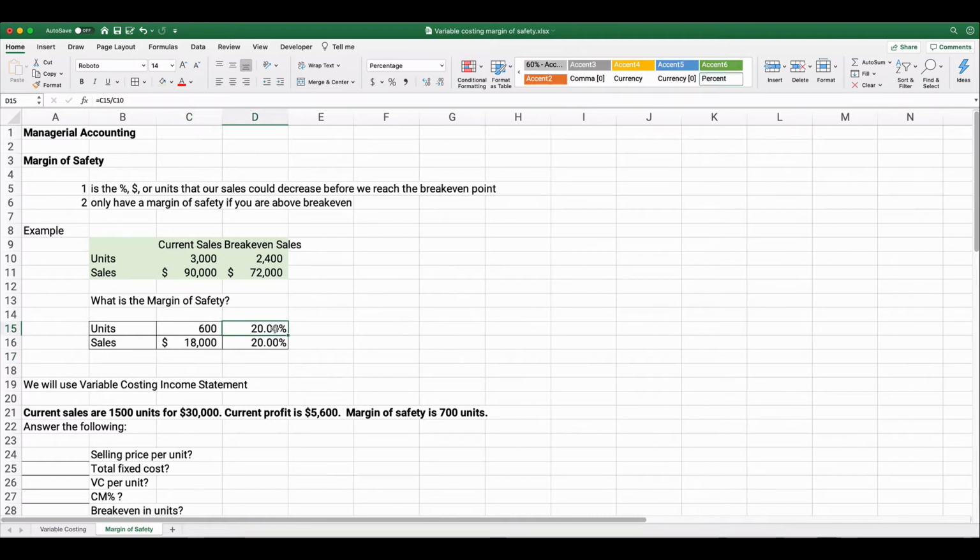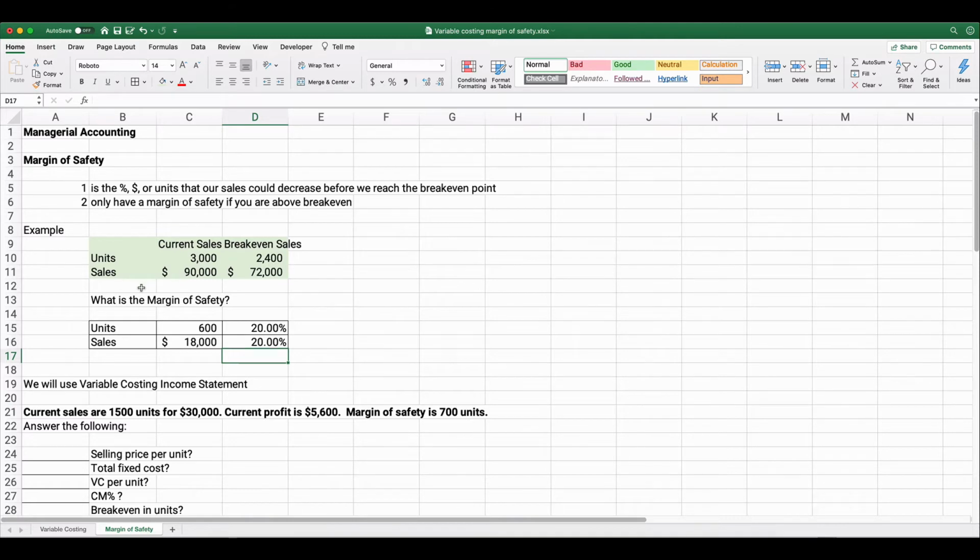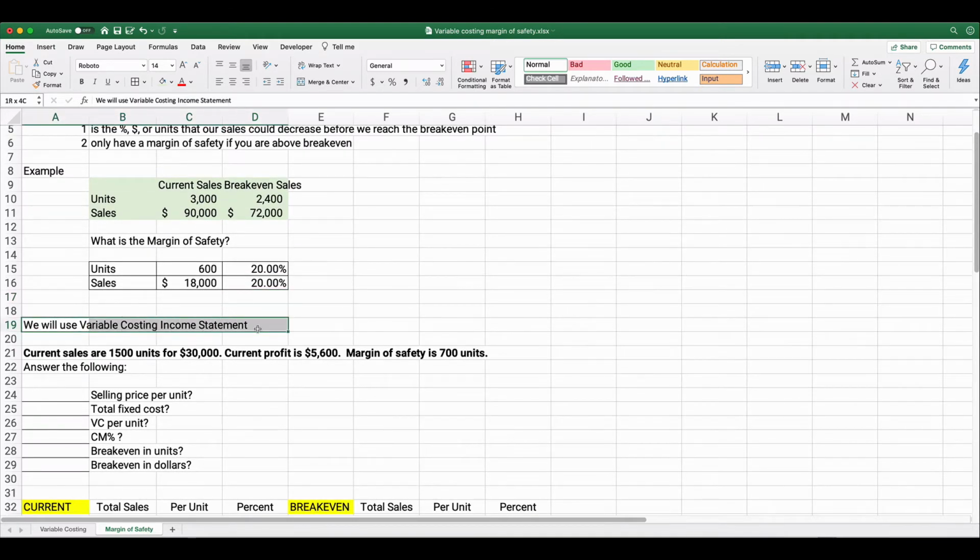Or you could do percentages, which would be the 600 units divided by the original 3,000 units. Our sales could drop 20%, or our sales could drop 18,000 divided by the original 90,000, and that's also 20%. So the three answers are 600 units, $18,000, or 20%. Either one. A 20% decrease in sales means we hit the break-even point, and below that, we would start losing money.